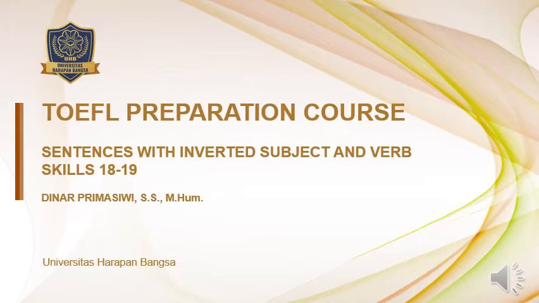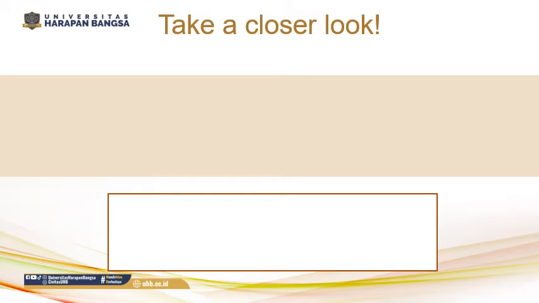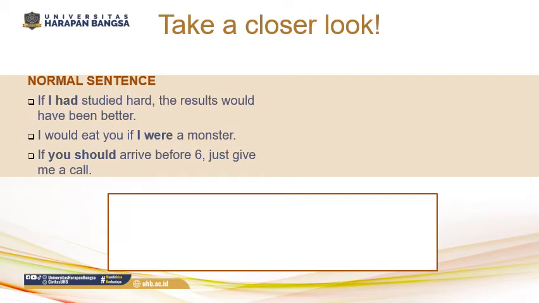In this meeting, you're going to learn sentences with inverted subject and verb, skills 18 and 19. Let's start with skill 18, invert the subject and verb with conditionals. Now let's take a closer look. We have examples of conditional sentence. Conditional sentence means kalimat pengandaian.